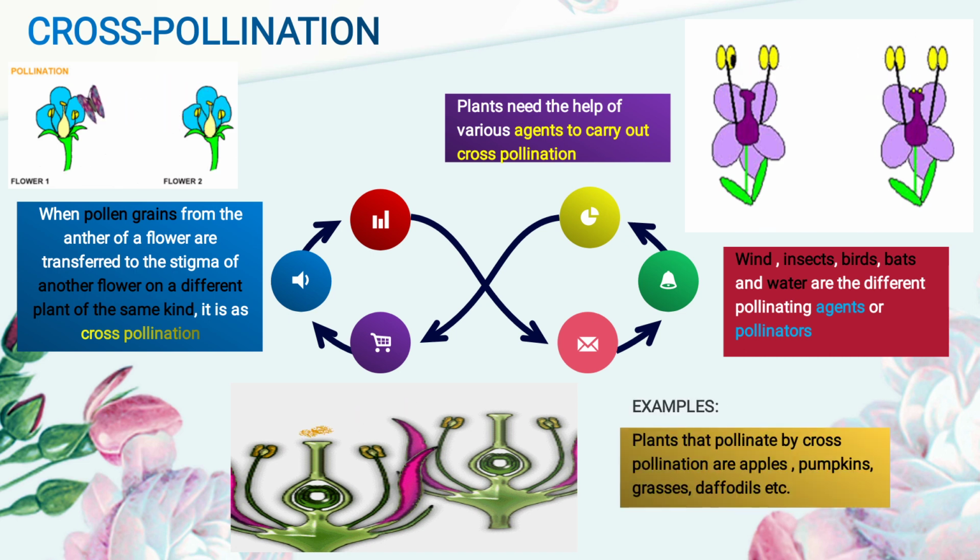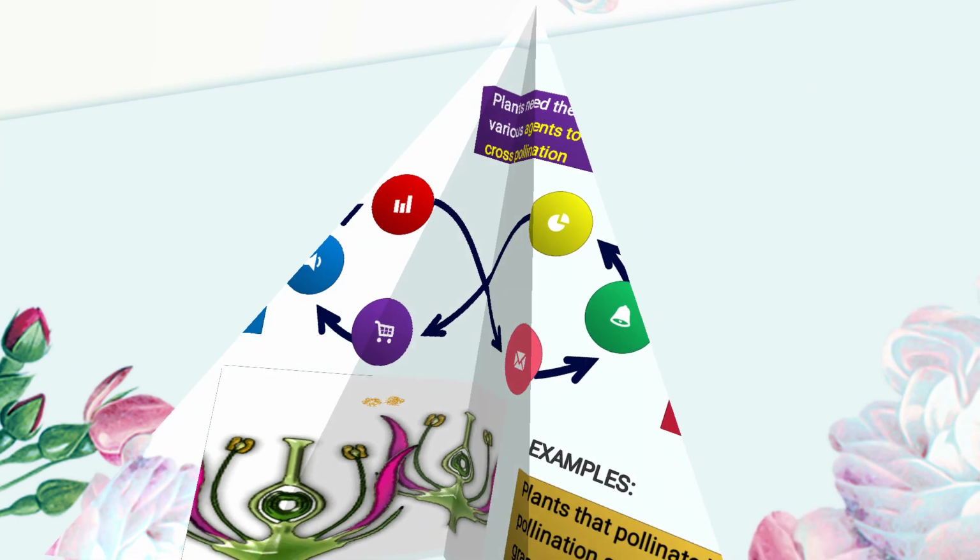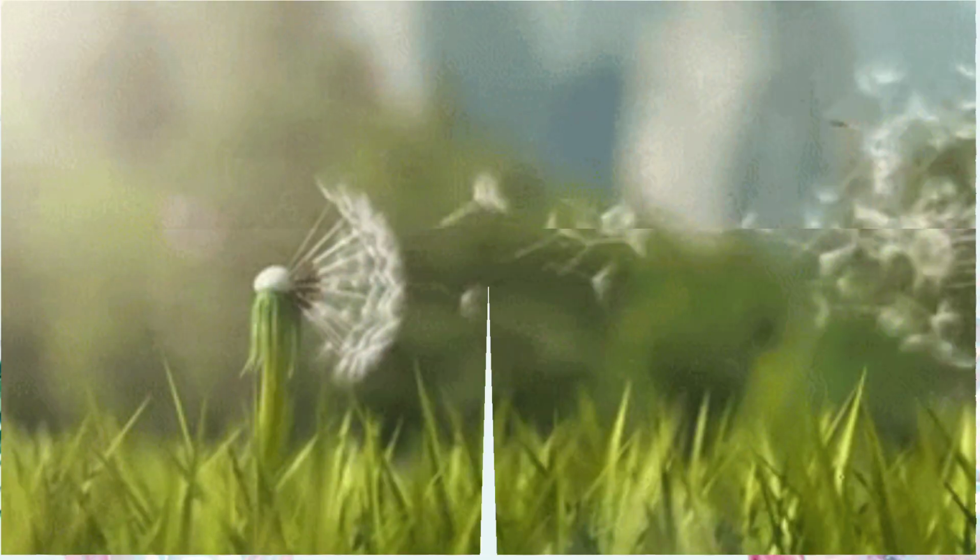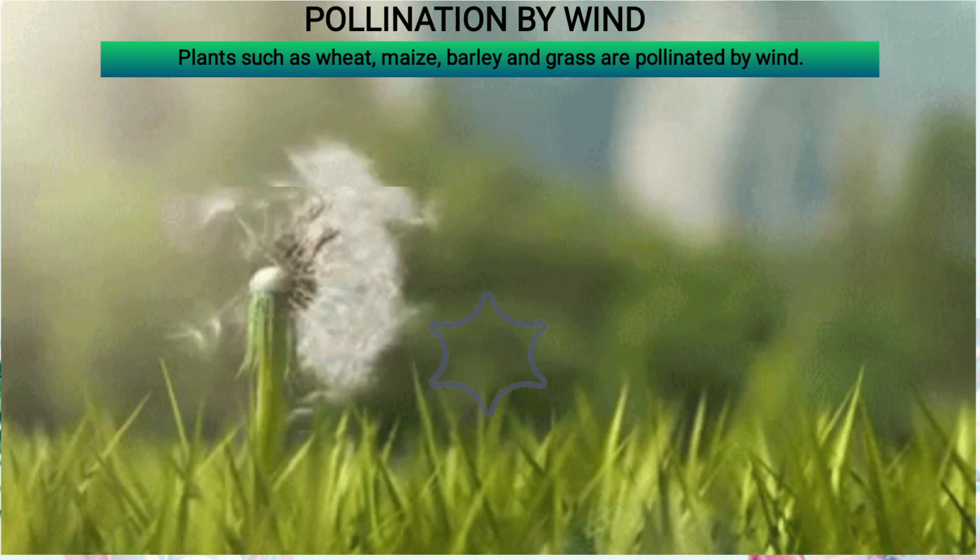So examples of cross pollination are apples. In apples we see cross pollination, also pumpkins, grasses, daffodils. These are the examples of cross pollination, meaning in these plants cross pollination takes place. Now one by one we'll discuss the pollinators.